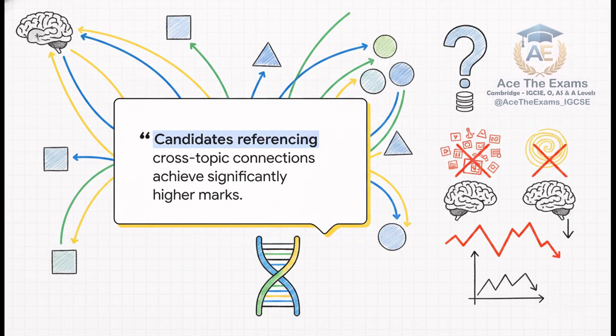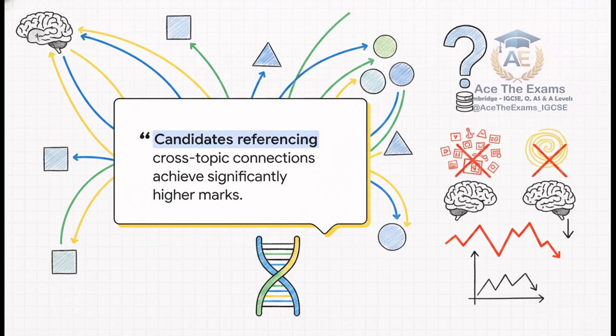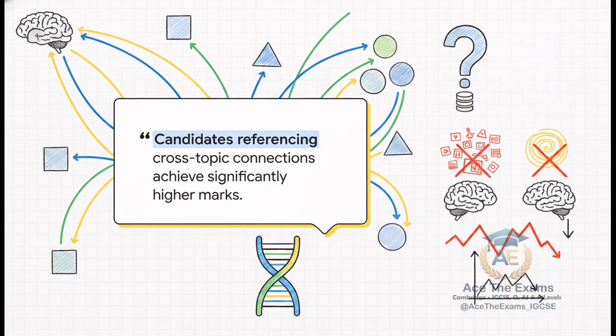Take a really close look at this quote. This is pulled directly from the Cambridge Principal Examiner Report, and it is crystal clear. Candidates referencing cross-topic connections achieve significantly higher marks. What does that actually mean for you? It means top-performing students exhibit a deeply connected conceptual understanding that transfers seamlessly to unfamiliar, weird exam contexts.